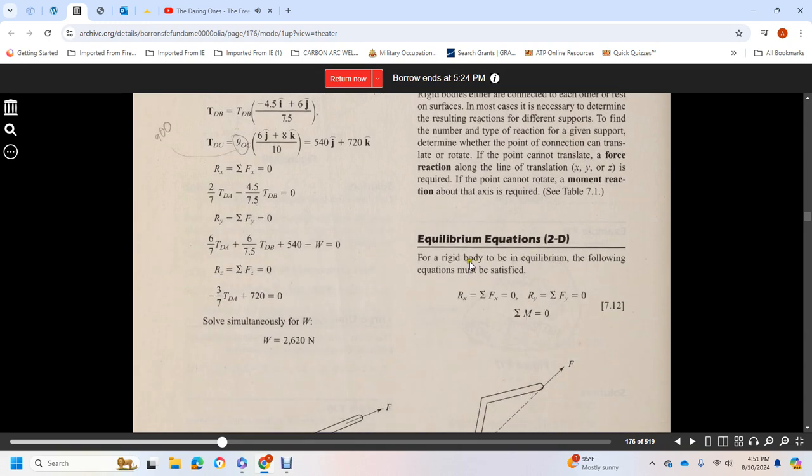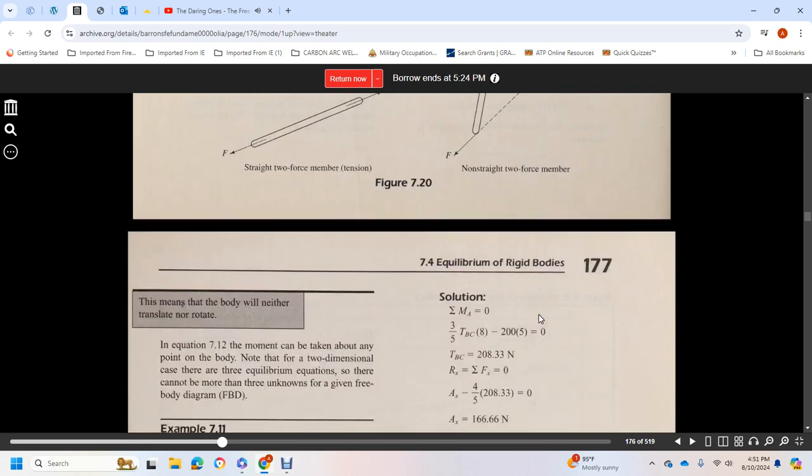Equilibrium equations in 2D. For a rigid body in equilibrium, the equations must be specified. The resultant in x is equal to the summation of Fx equals 0. The resultant in y is the summation of force Fy equals 0. And the summation of moments is equal to 0.